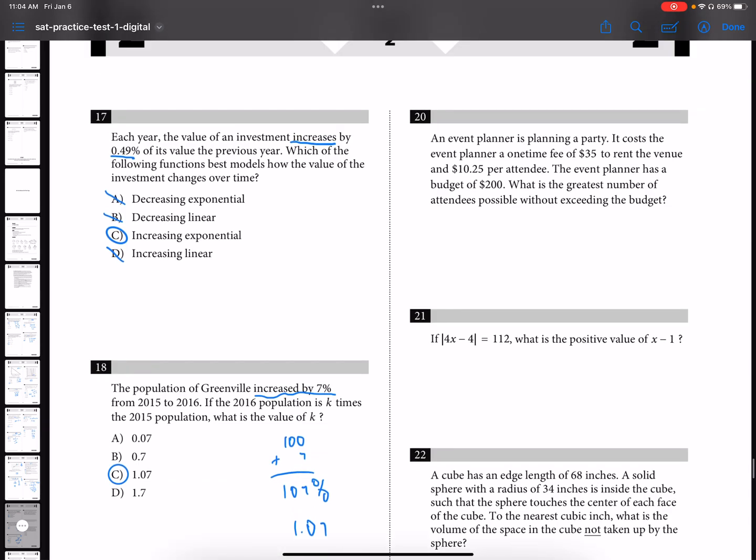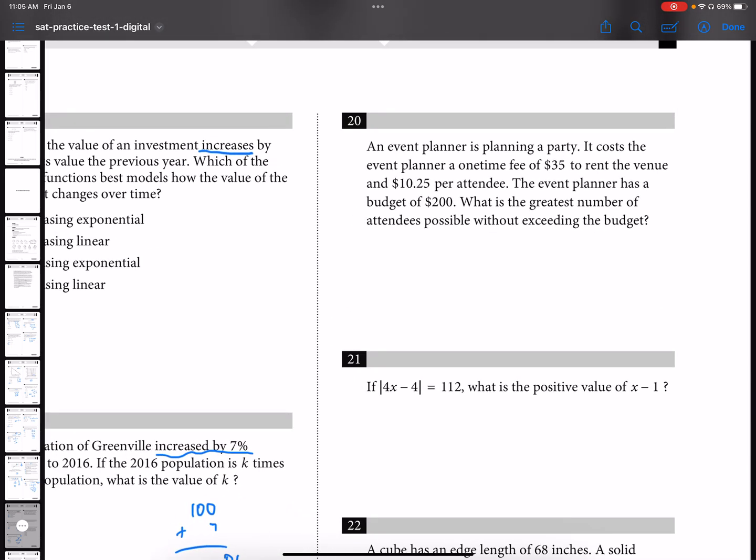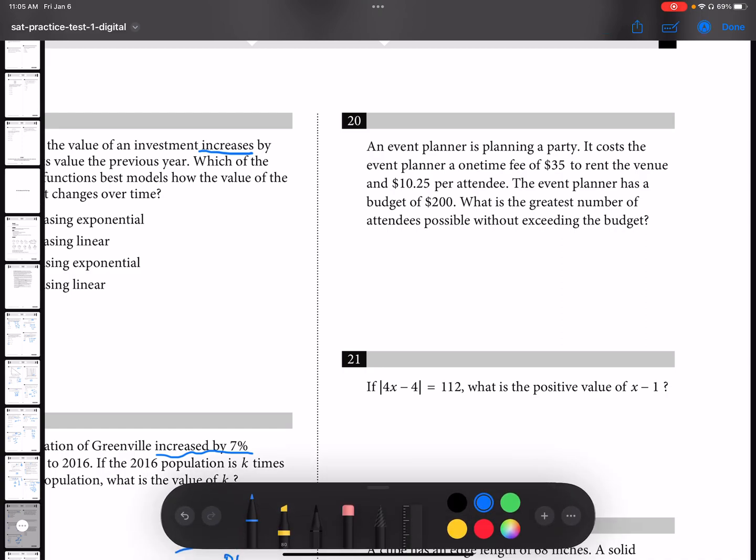Okay. Number 20. The event planner is planning a party. It costs the event planner a one-time fee of $35 to rent the venue and $10.25 per attendee. The event planner has a budget of $200. What is the greatest number of attendees possible without exceeding the budget limit? So I'm going to write this as 10.25 per attendee. That means 10.25x, and then we have a one-time fee of 35, so plus 35. Budget of 200 means less than or equal to 200. Now I'm going to take 35 to the other side. That will give us 10.25x is less than or equal to 200 minus 35, which is equal to 165.